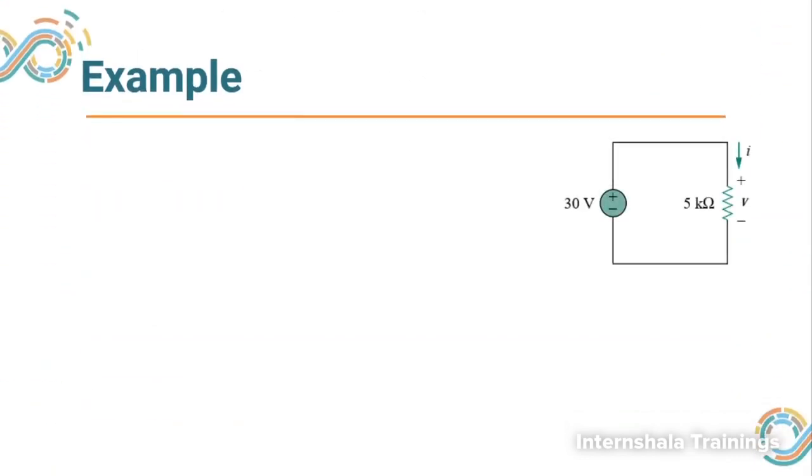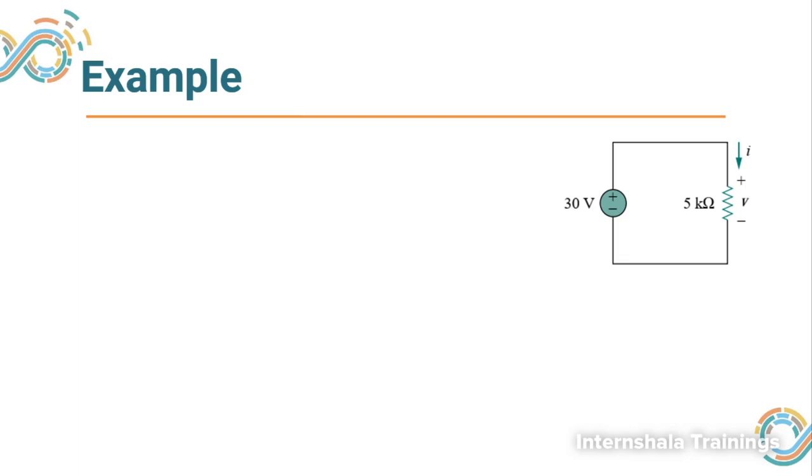So, a very simple example. I have a 30 volt source and a 5 kilo ohm resistor. What is the voltage across this 5 kilo ohm? In this circuit, I have only one active source and one passive element. Active sources are those which generate power. Passive elements are the ones which only consume power. So whatever is being produced, the same will be consumed. So if I am generating 30 volt, this resistance is going to have 30 volt. So voltage is 30 volt, that is clear.